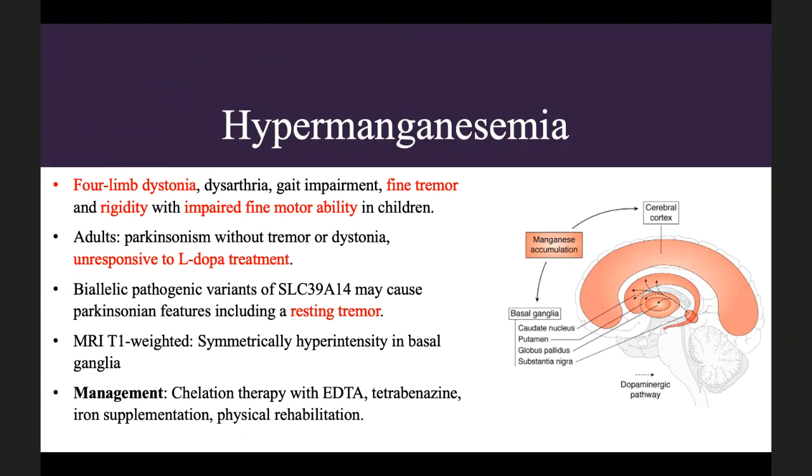In biallelic pathogenic variants of SLC39A14, Parkinsonian features are seen, including a rest tremor. And MRIs will show symmetrical T1 hyperintensity in the basal ganglia. Management consists of chelation therapy with EDTA and iron supplementation.